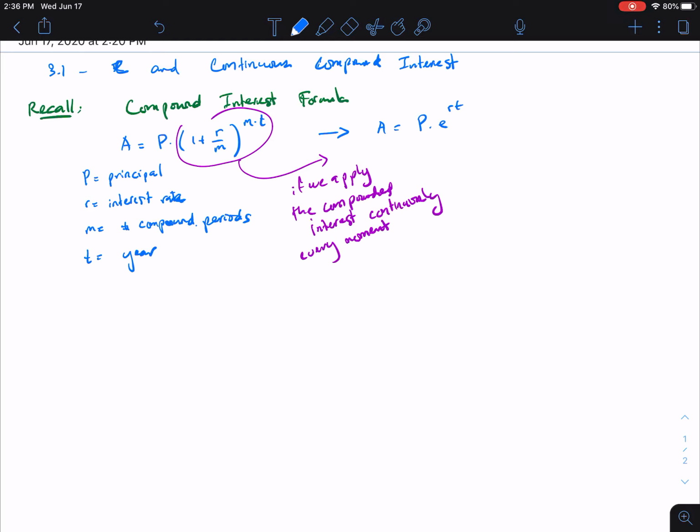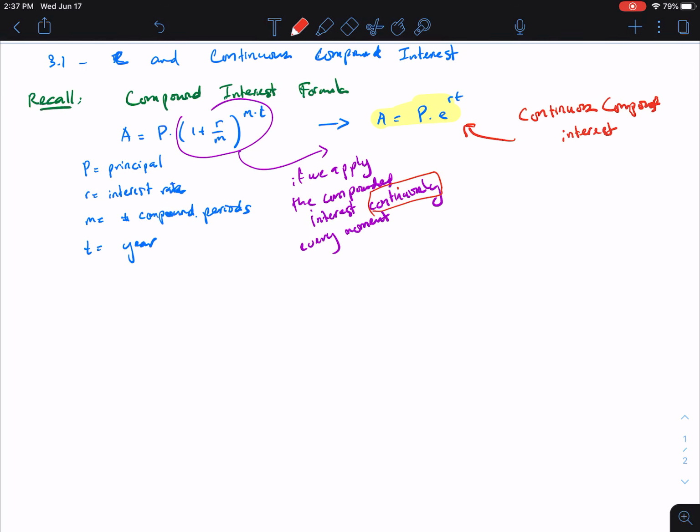Okay, so this first formula is the compound interest formula. The second formula is the continuous compound interest formula. This is when you apply the compound interest to the principal at a certain annual interest rate over and over again, every moment, every second, or not even a second, just continuously. That's the mathematical term that we use. All right. So let's discuss what is e. What's the value of e?